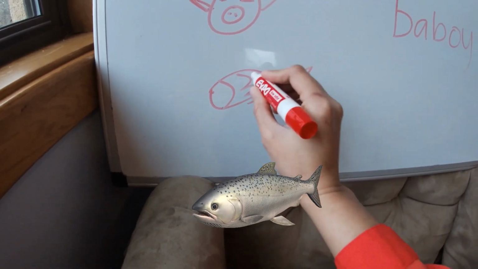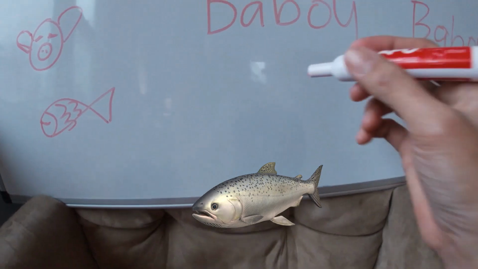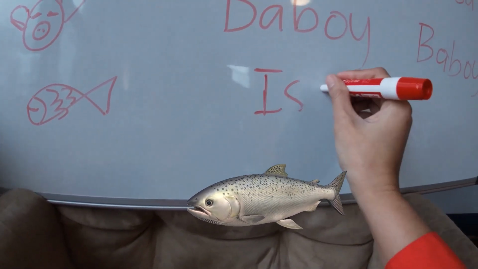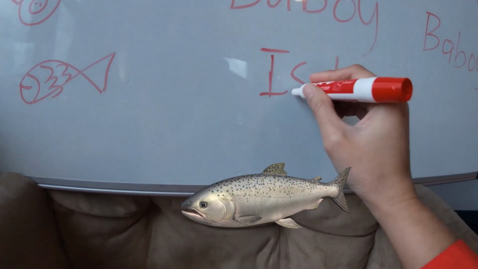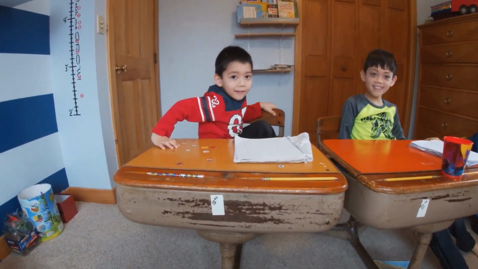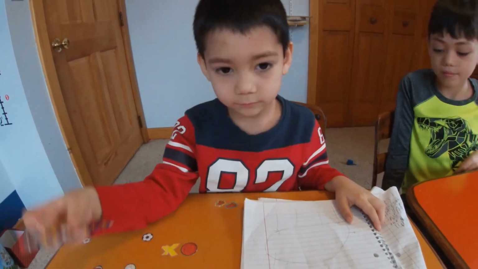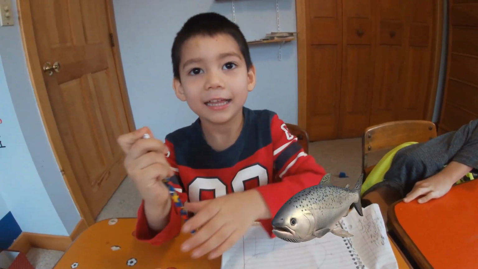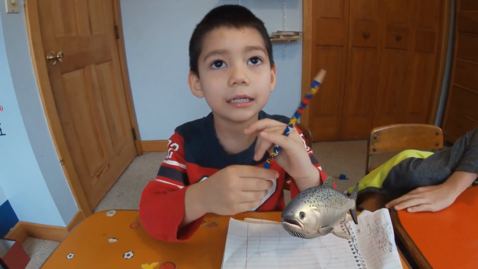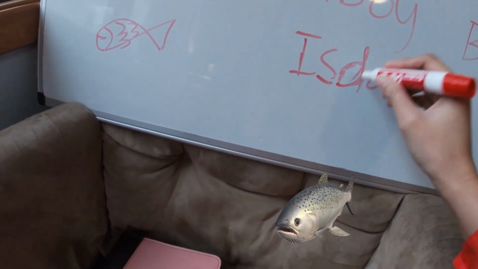This one's a fish. Easy. What is fish? This? Fish. Isda. Si isda. Not tisda. Isda. Say isda. In Tagalog, isda.